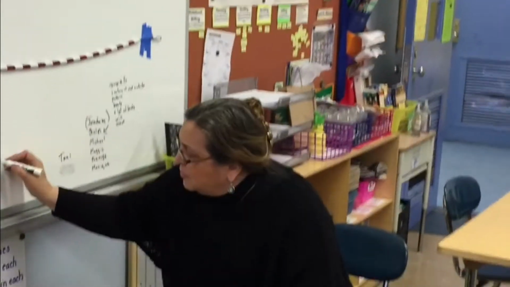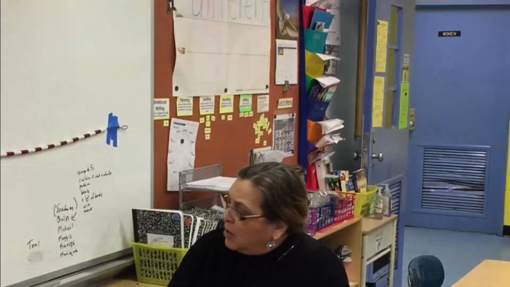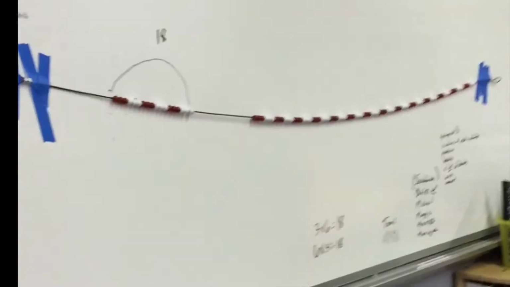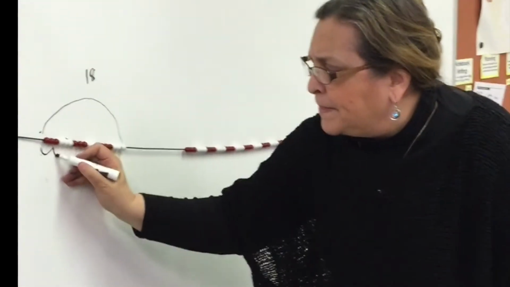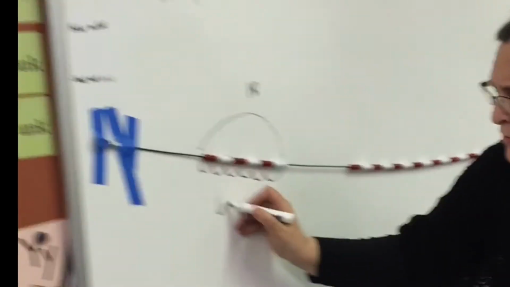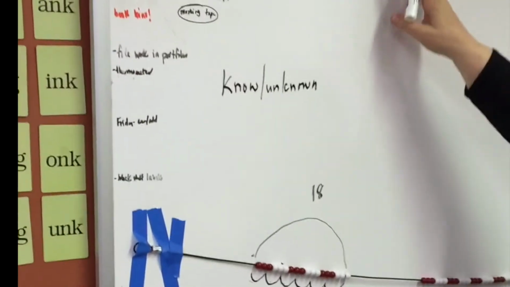So you actually know 3 times 6 equals 18. Where's the 6 up here? There's 6 groups. So would that be 6 groups of 3 equals 18? Yeah, 6 groups of 3. So I'm going to actually draw this. So we have 6 groups of 3 equals 18. Let's try and write it with our known and unknown.